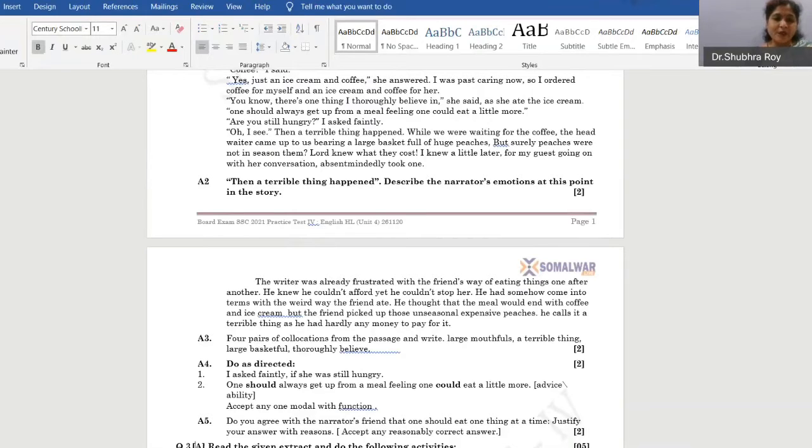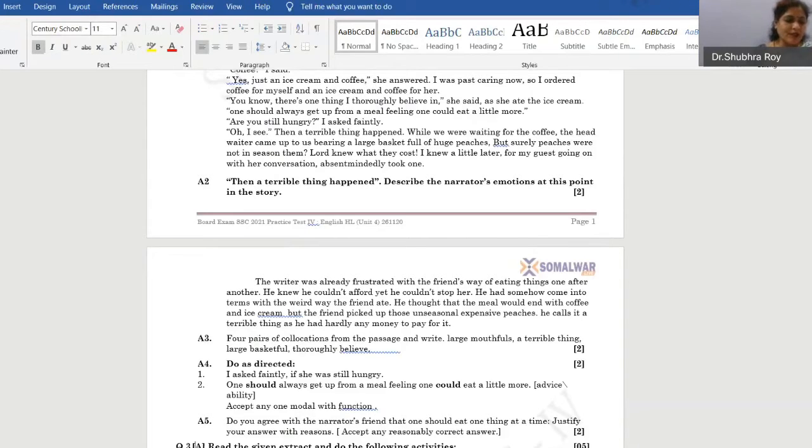Fourth is activity 4, do as directed. First question in do as directed: Are you still hungry? I asked faintly. Write in reported speech. The answer is I asked faintly if she was still hungry. You can even say if he was still hungry because it is not contextual, so you don't know whether it's he or she.